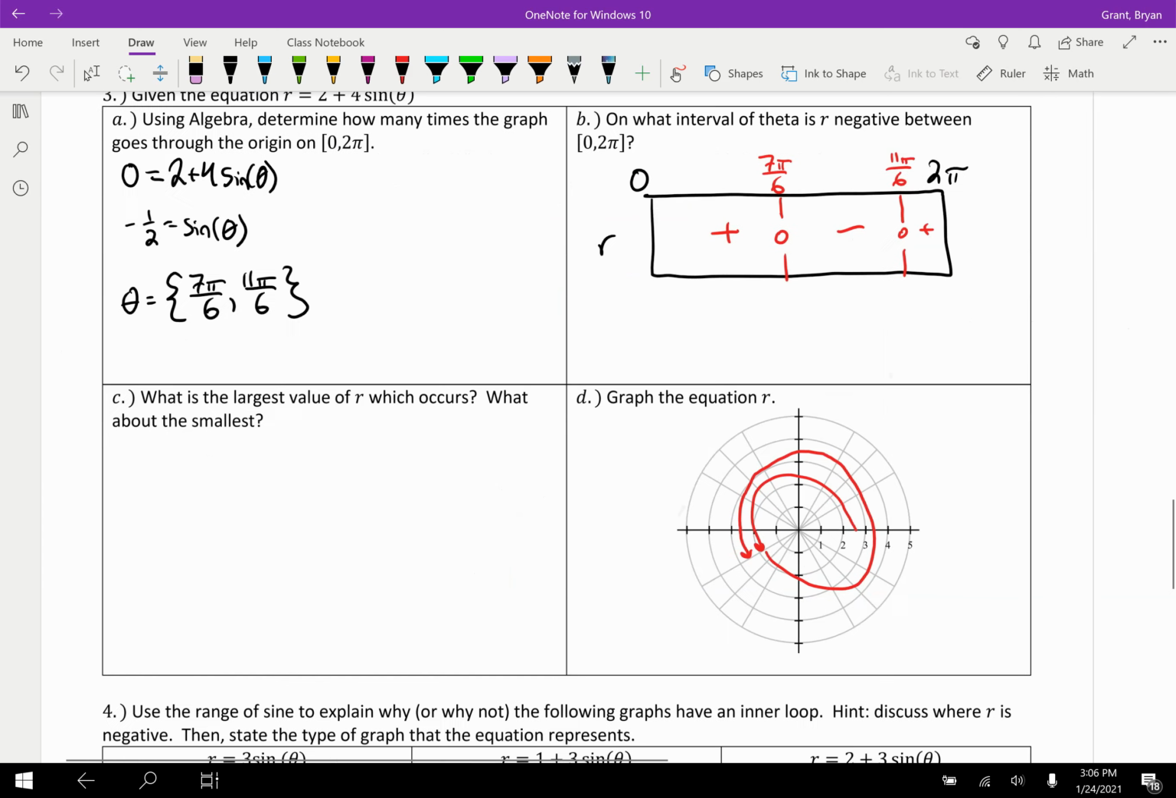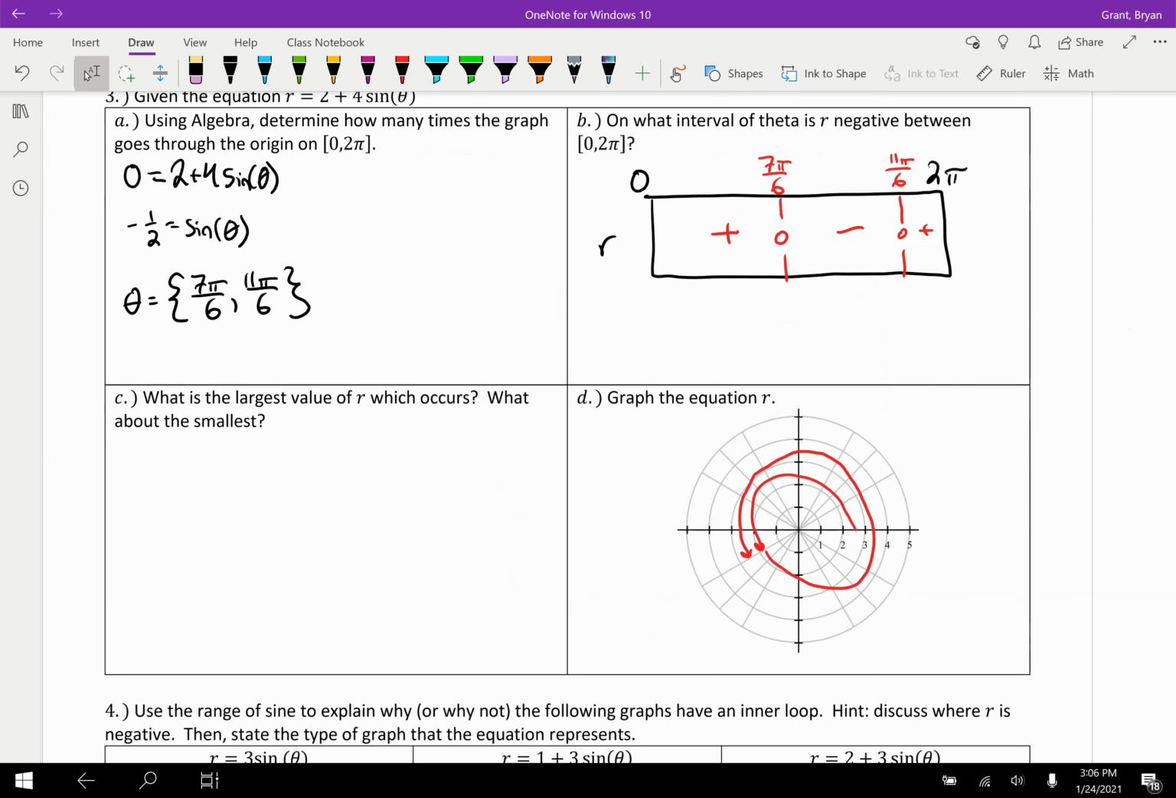Nice. All right, what's the largest value of r which occurs, and what about the smallest? So if we're set up with r equals 2 plus 4 sine of theta, hopefully we can see that our largest is just adding our two, not really right to call them coefficients, but a and b values, is 6, and the smallest is going to be negative 2, which you could argue is 2, right?